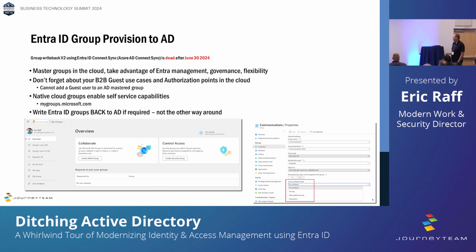All right, Group Write Back V2. You think version 2, that's got to be the latest, greatest, right? That's going bye-bye. So if any of you have groups in the cloud, and I guarantee you all have native cloud groups, meaning they were built in the cloud and they're a cloud-only thing. If you have Office 365 groups or Teams, those are all native cloud things, and they have nothing to do with on-prem Active Directory groups, right? Okay? It's always fun when we do audits. We go look and see how many cloud groups exist in a tenant compared to AD mastered groups.